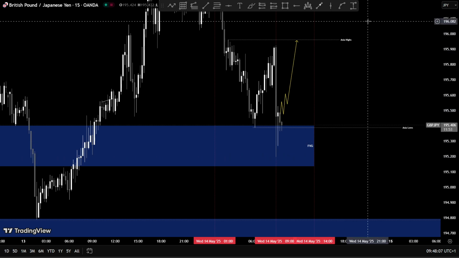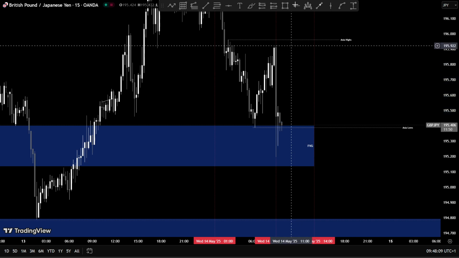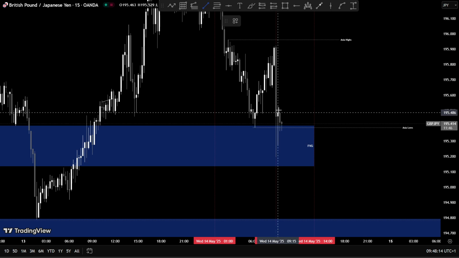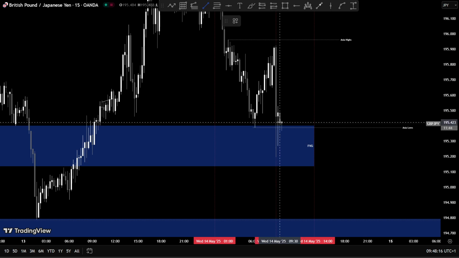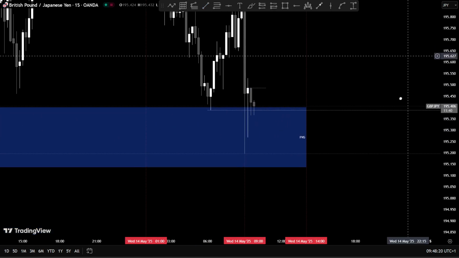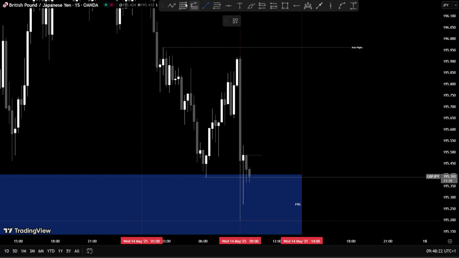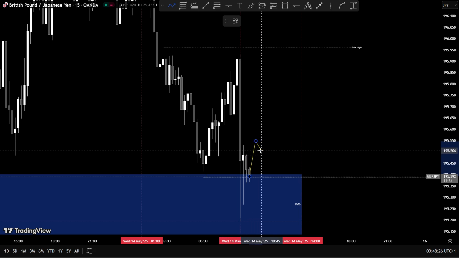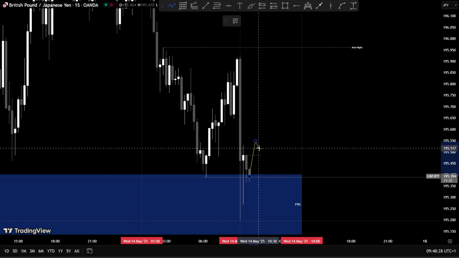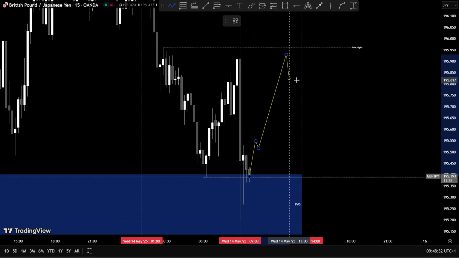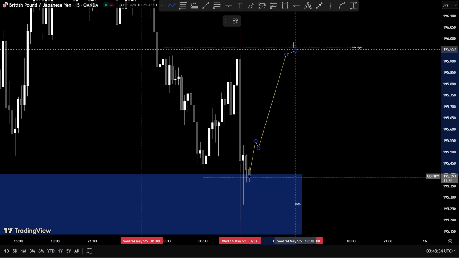We currently created the structure on the 15-minute. Candle up, candle down, we're creating the structure. I want price now to break this structure first, and then I want to see continuation confluences, and eventually target these highs or even these Asian session highs.